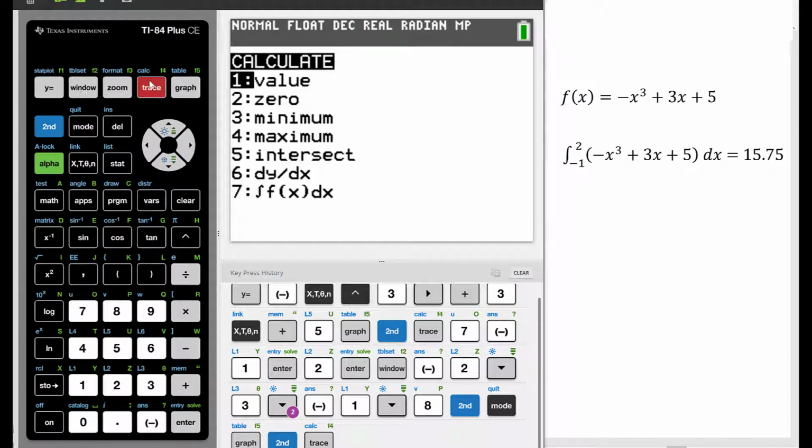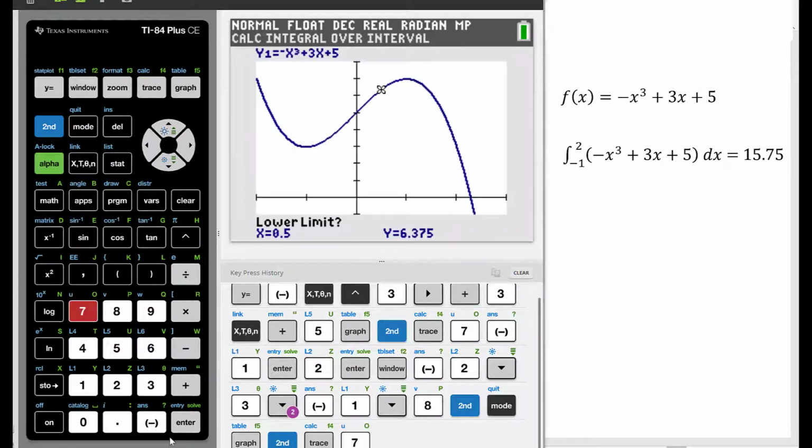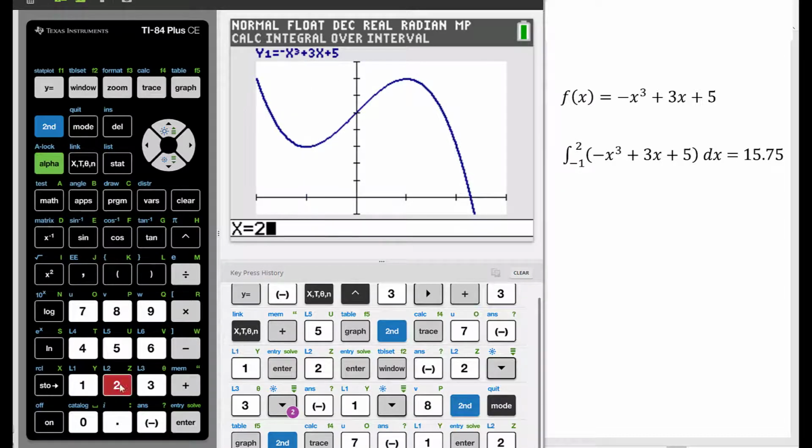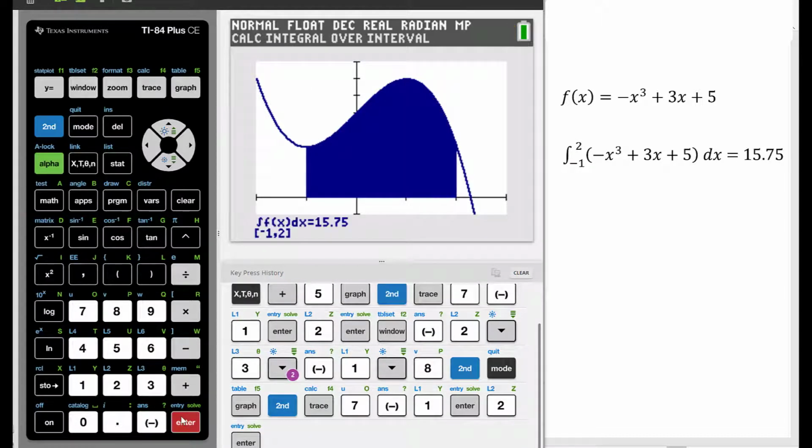We're going to press second calculate and repeat our process. So lower limit was -1, enter, upper limit was at 2, and then we press enter, and that gives us our area that's bounded by our curve and the x-axis.